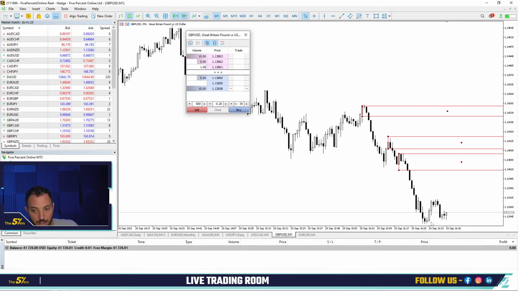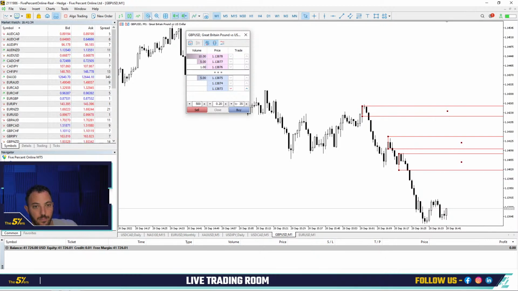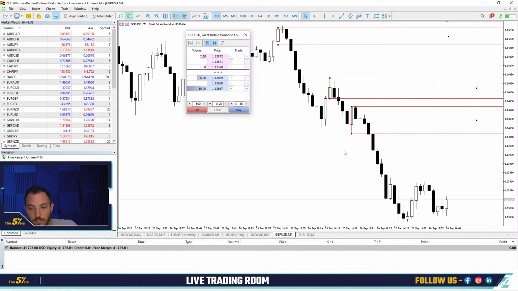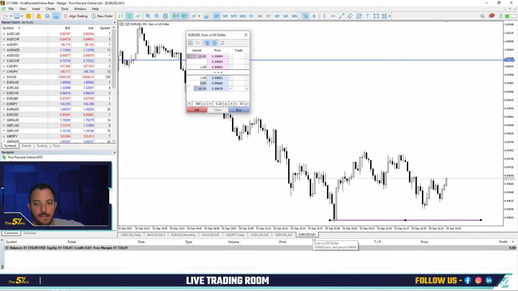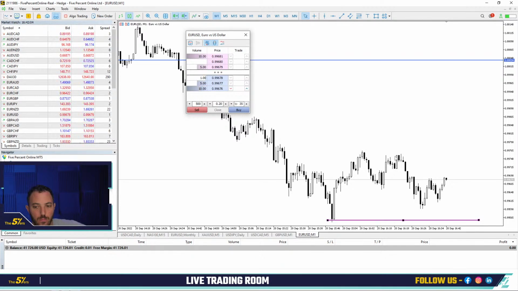Now, if the market breaks the support, then I'll wait for the break, the retest of the breaking area, and then I'll short again. Bit slow, the market.